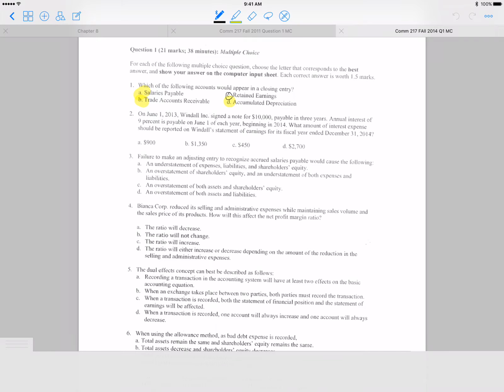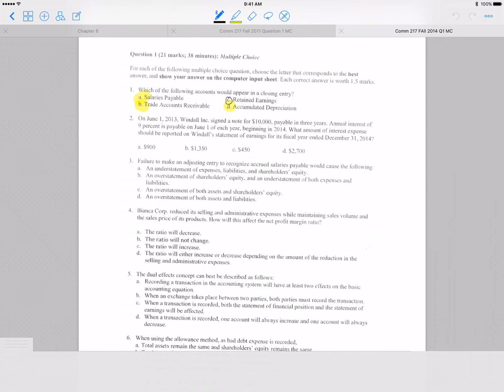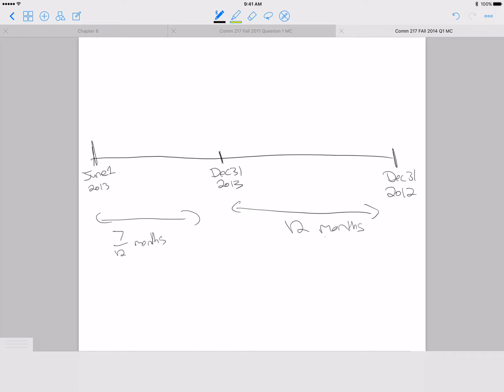For question 2, it says, on June 1st, 2013, Window Inc. signed a note for $10,000 payable in 3 years. Annual interest of 9% is payable on June 1st of each year, beginning in 2014. What amount of interest expense should be reported on Window's statement of earnings for its fiscal year ended December 31st, 2014? So, if we make a timeline, they're asking for the year December 2014. So they're actually talking about this period and not the period where they actually received the note.